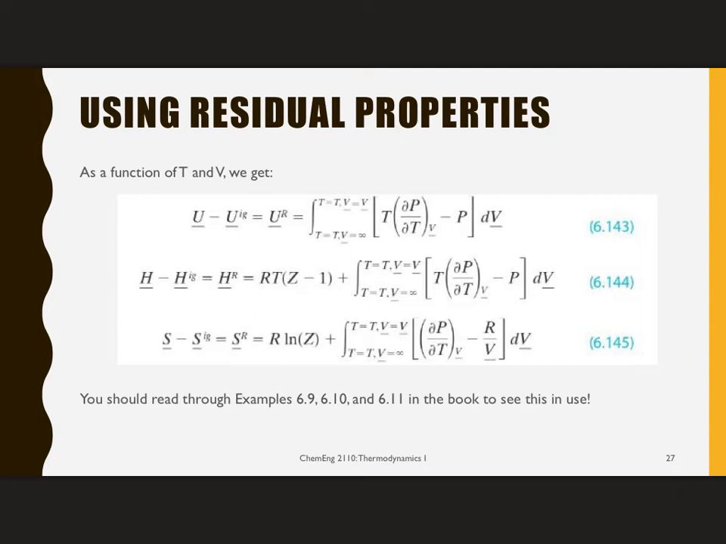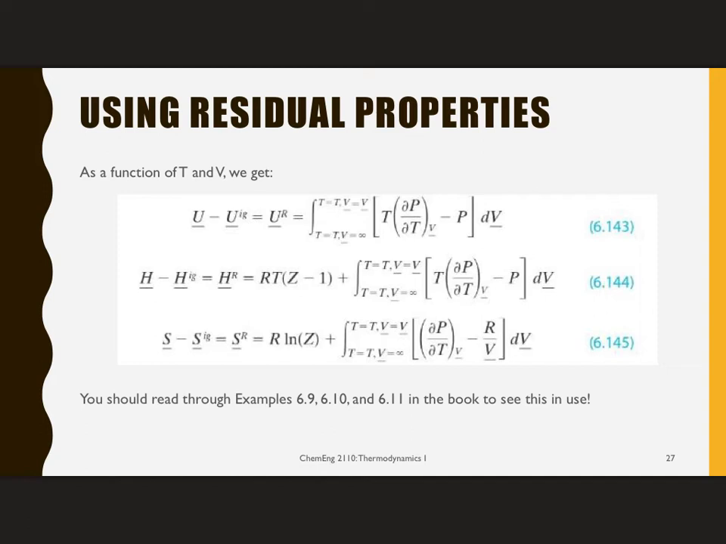If we want this as a function of T and V, depending on the equation of state we have, that may be more practical. We have these expressions. U residual is the integral from the ideal gas state, as V is infinity, to the real V equals V of T, of dP/dT at constant volume minus P, dV. Delta H, or H residual rather, is RT times Z minus 1, the integral from V equals infinity to V of T dP/dT at constant V minus P, dV. And delta S is R ln of Z plus the integral from V equals infinity to V of dP/dT at constant V minus R over V, dV.